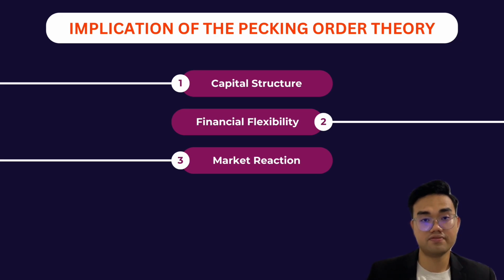Next is financial flexibility. Firms maintain financial flexibility by keeping debt levels moderate to ensure they can access debt markets when needed. Retained earnings serve as a buffer, allowing firms to finance new investments without immediate reliance on external financing.